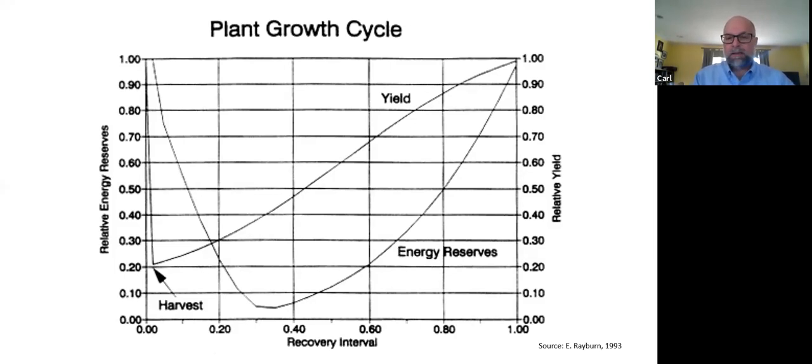So the idea would be, there's nothing wrong with drawing down on those energy reserves, but we don't want to overdo it. With overgrazing, you can have continually drawing down on those energy reserves without giving the plant enough time to replenish them. And after too much of that management, the plant is going to be weakened.